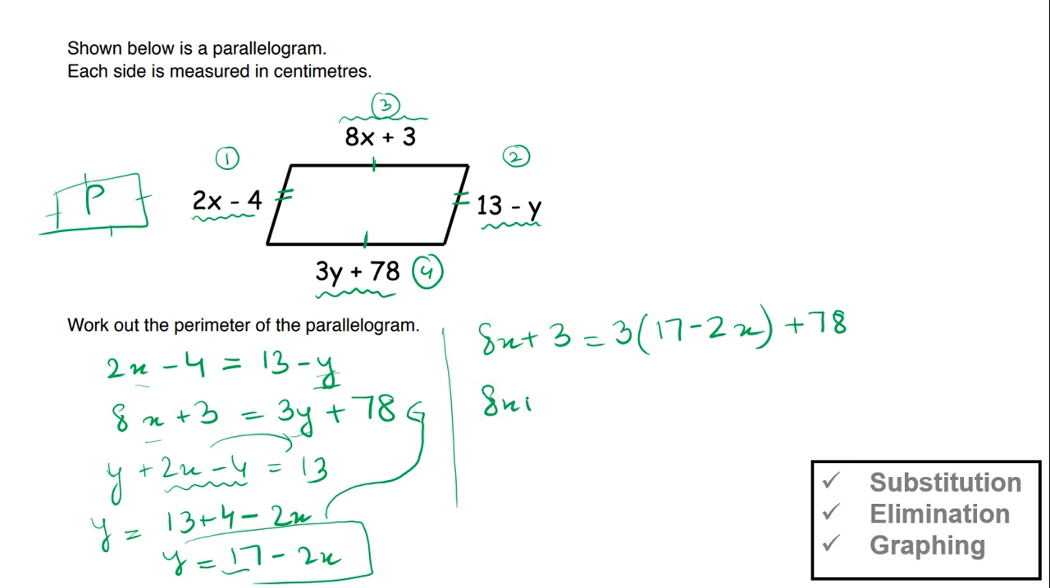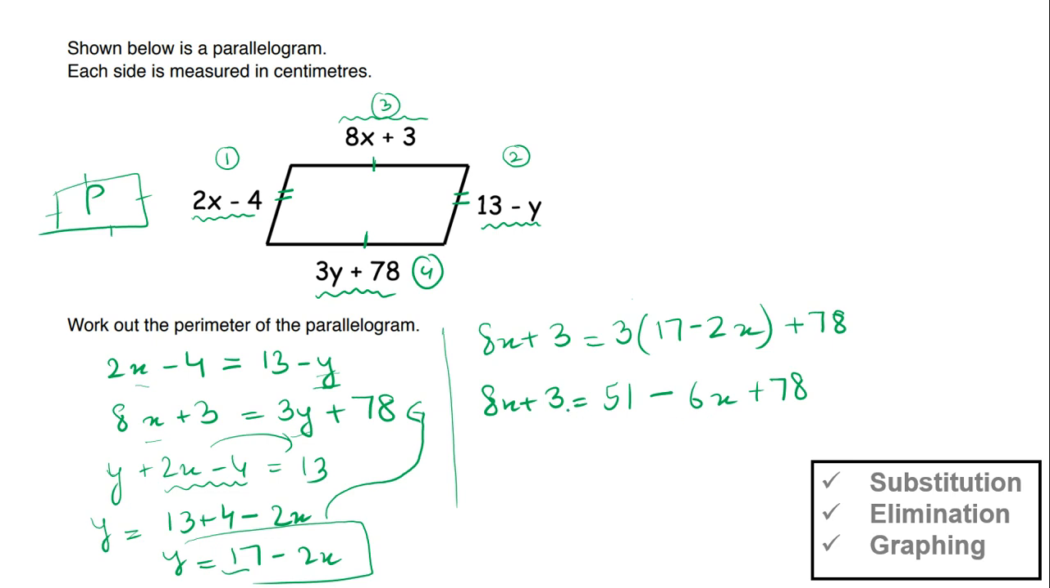So I'm gonna do 8x plus 3 stays where it is. Then I gotta do 17 times 3, which gives me a 51, minus 3 times 2, that gives me a 6x. So 3 times negative 2 gives me a negative 6. That's why I'm just gonna write negative 6x. And then I have a plus 78.